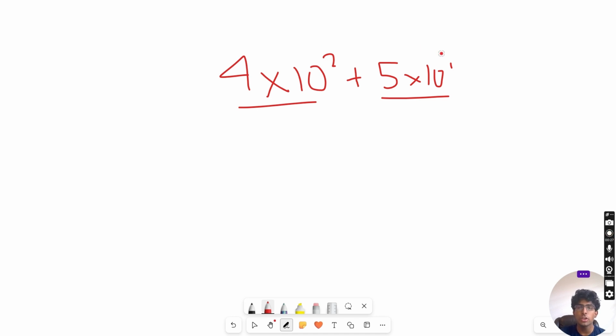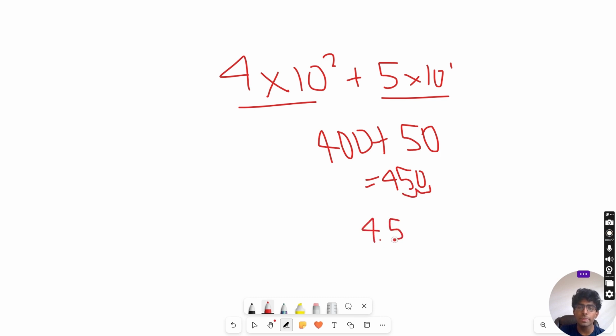So we're going to want to change it to make sure that we're able to get both in the same power. In this case, what we'd want to do is convert this 5 times 10 to the 1, since it's a smaller number, we can convert it to 50, right? Because that's what 5 times 10 is. And then here, we can make it 400. So when we add it together, we get 450, right? Which if we rewrite it in scientific notation, the decimal point is here. We want to move it back to 4.5, and then times 10 squared.